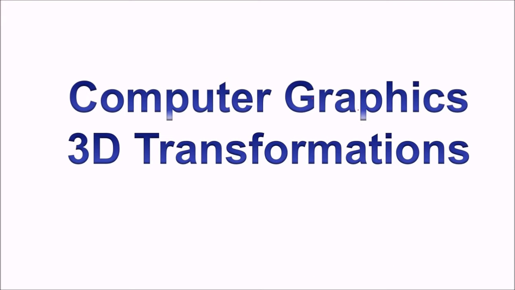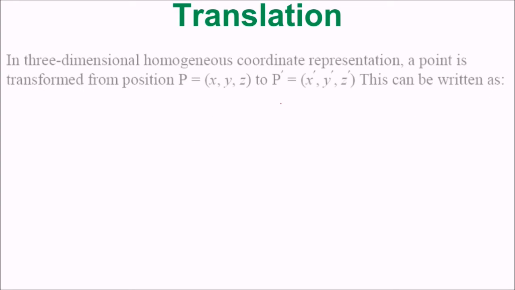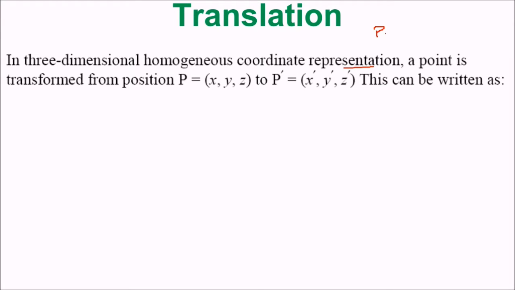We are looking at the 3D transformations in computer graphics. First, we'll start with the translation. In a three-dimensional homogeneous coordinate representation, a point is transformed, say, from location P to location P dash. P is represented by x, y, z, and P dash is the translated point, that is x dash, y dash, and z dash. This is the new position of the translated P.